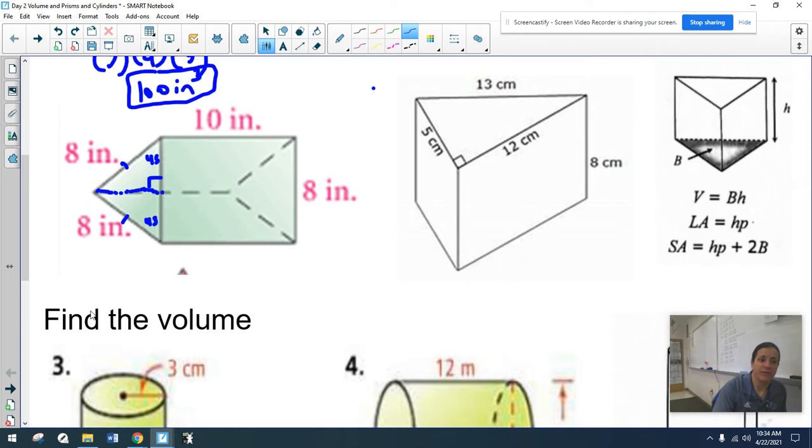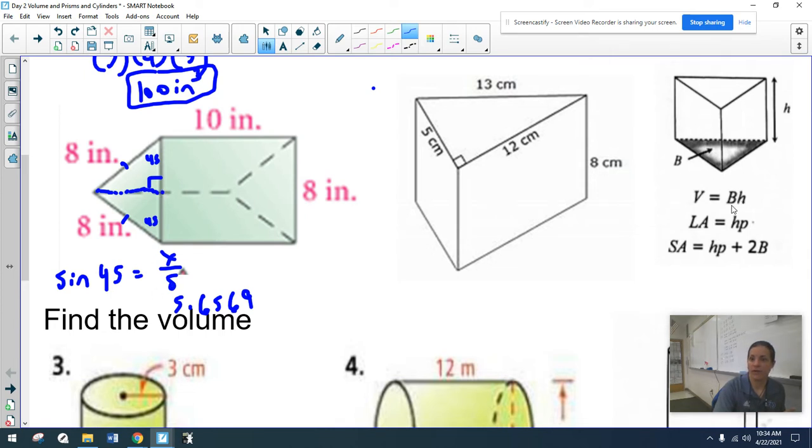So that means I would do the sine of 45 is equal to the opposite over the hypotenuse. So if I do 8 times the sine of 45, it's going to give me about 5.6569. That's going to be my height of this triangle.